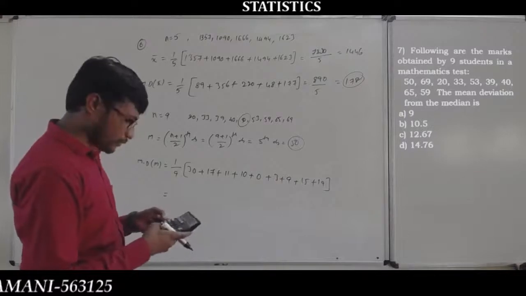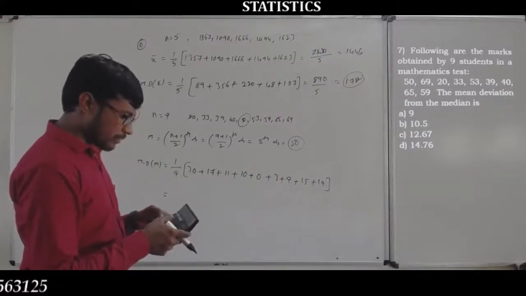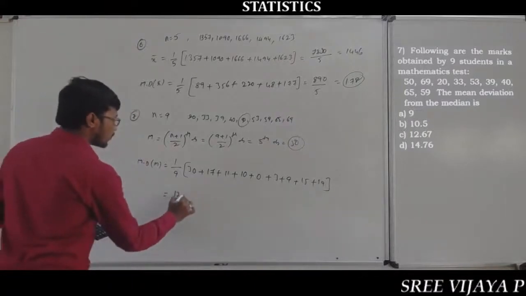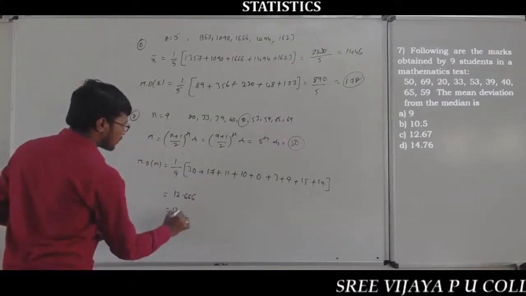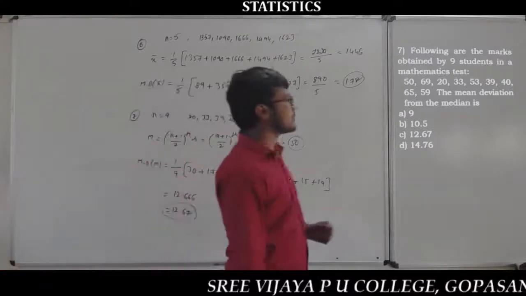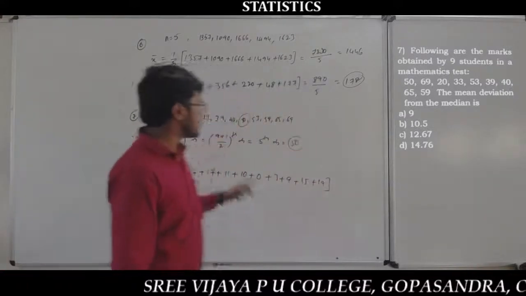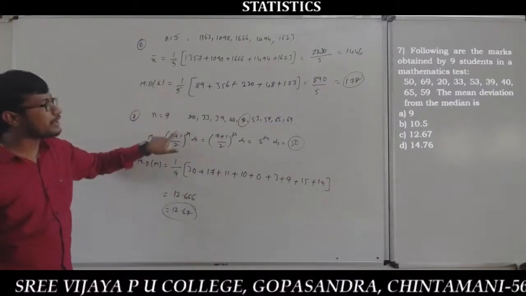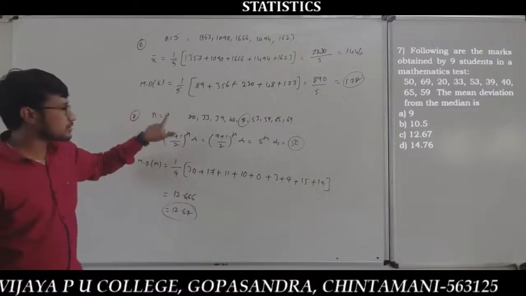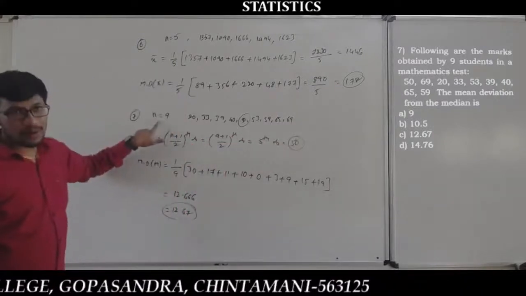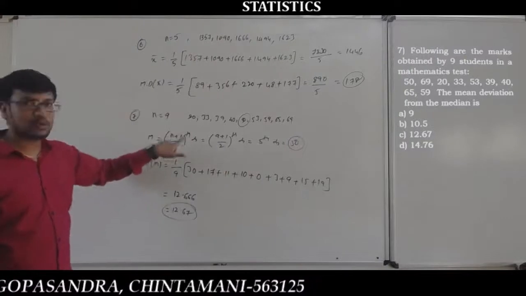You got 114. 114 divided by 9 gives 12.666, which continues. You can round it up as 12.67. So option C. Okay. So this is finding the mean deviation along the median. Along the median means writing the observations in ascending order. If the number of observations is odd, to find the median, (n plus 1) by 2 is the formula.